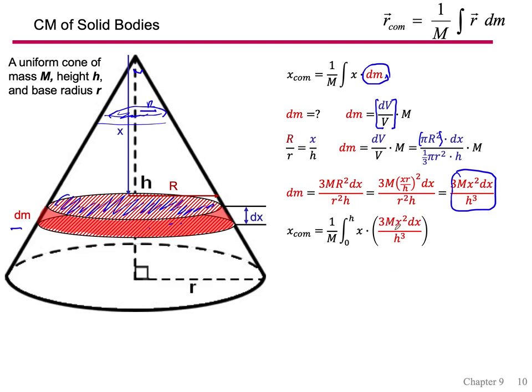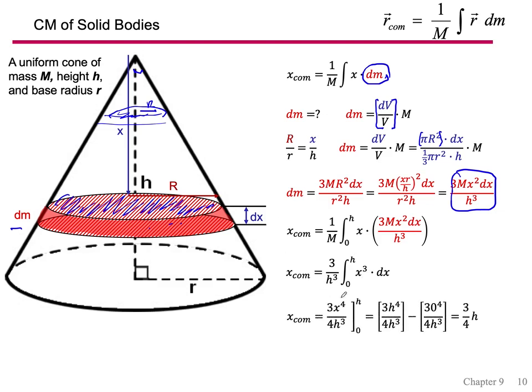M is a constant, 3 is a constant, and small h is a constant, the total height of it. So I can move all of those outside of the integral. The m cancels, and I end up with 3 over h cubed times the integral from 0 all the way down to h of x cubed dx. Integrating that, of course, becomes x to the 4th over 4. So putting that in front of this, I end up with this with limits of h and 0. Plugging in our two limits, that looks like 3h to the 4th power.